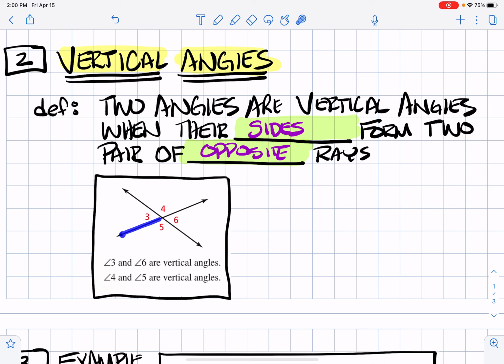So here's a side to angle 3. There are two sides to angle 3. And here are two sides to angle 6, right? And so this side and this side form opposite rays, and then this side and this side form opposite rays. So that's the true definition of it. But what I always do is I just look for two angles that are opposite each other and call them vertical. So in this case, 4 and 5 are vertical from each other, and 3 and 6 are vertical from each other, okay? And that's everything you need for box number 2.